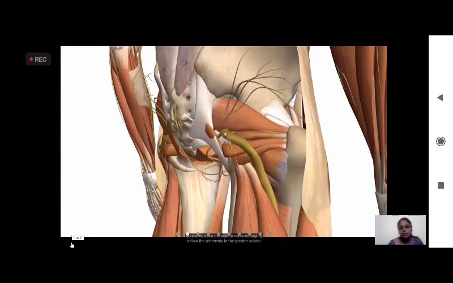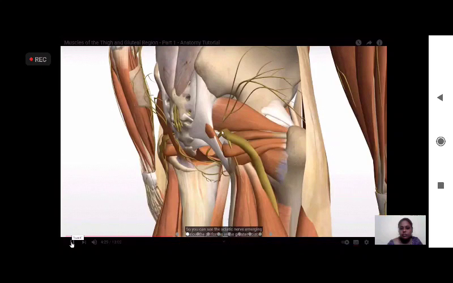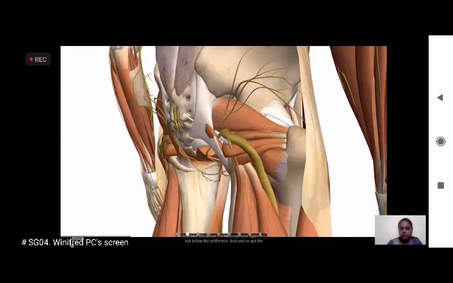So you can see the sciatic nerve emerging below the piriformis in the greater sciatic foramen. So it's above the sacrospinous ligament, but below the piriformis. And you've got the superior gluteal nerve coming above the piriformis.